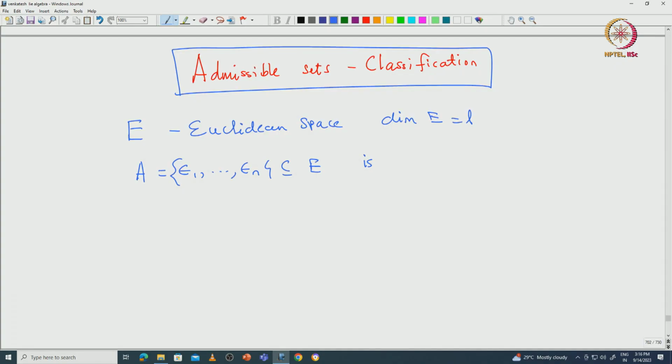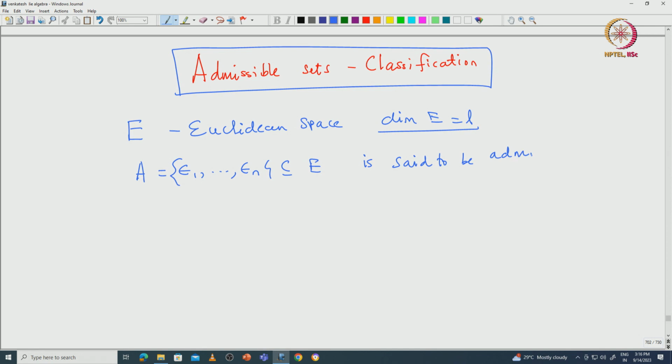Welcome back everyone. In this lecture we will continue the classification of admissible subsets of any Euclidean space. So, let me begin with recalling the definition of admissible sets. You have the Euclidean space E that is fixed, and let us assume the dimension of that Euclidean space is L, and a finite subset of unit vectors of capital E is said to be admissible.